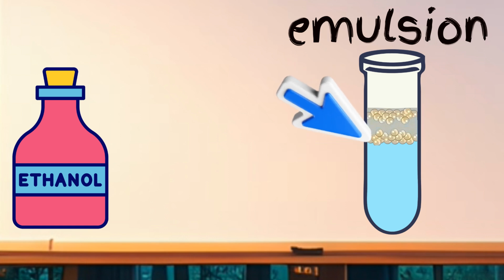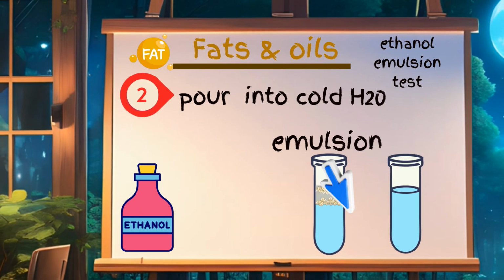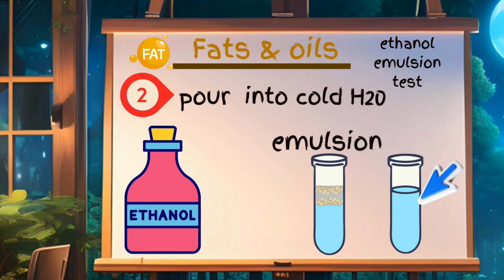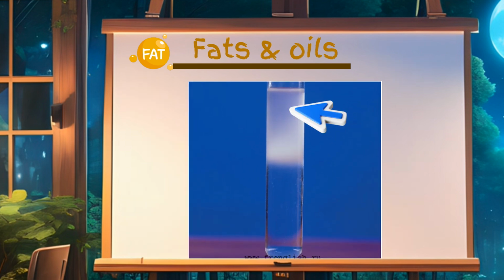That white layer, it's proof. If there's no fat, the solution stays clear. This test works because fats dissolve in ethanol, but not in water. When you add the ethanol mixture to water, the fat separates out and forms a cloudy suspension. Now look at the picture in your textbook. Notice the milky appearance. That's exactly what you see when you get a positive result using the ethanol emulsion test for fats and oils.